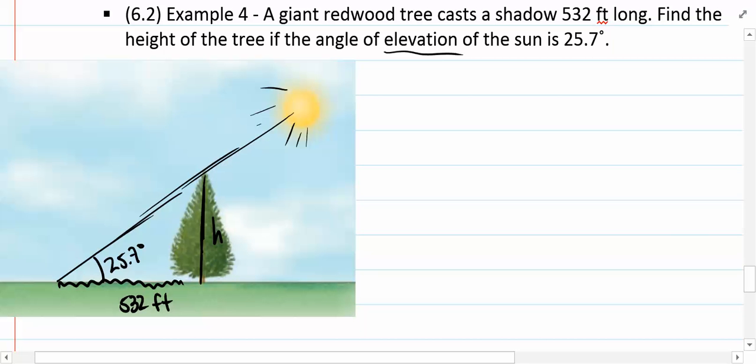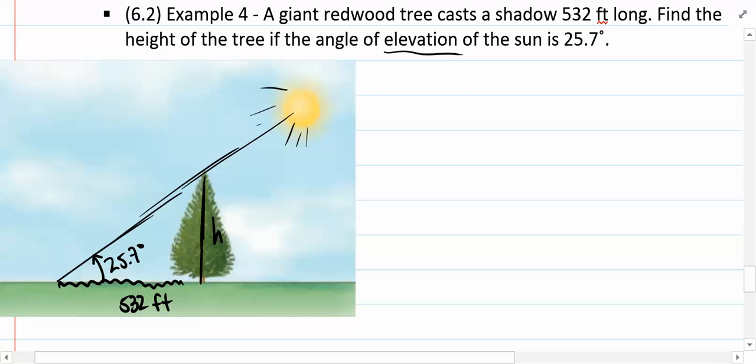Now this is called angle of elevation because the angle measure is increasing as we approach our target here. It would be called an angle of depression if the triangle was upside down, if we had to measure downward from our horizontal position. But we don't have that here. We've got an angle of elevation, so we can calculate this result here.